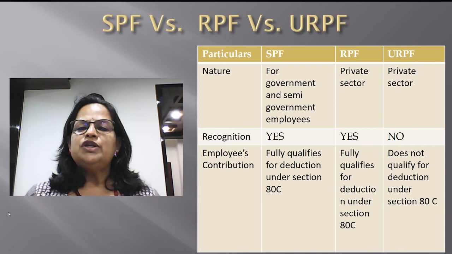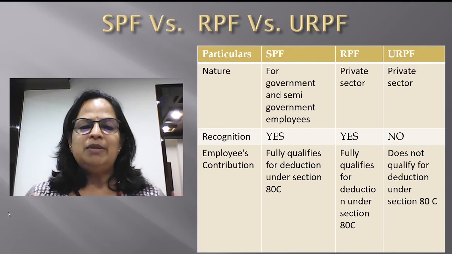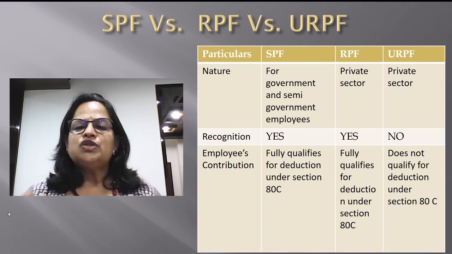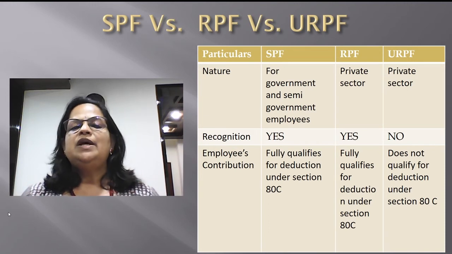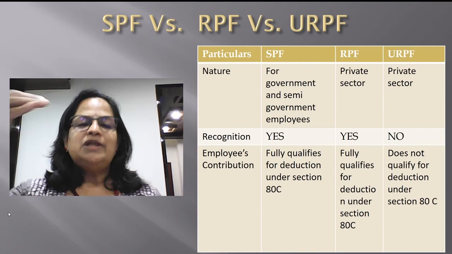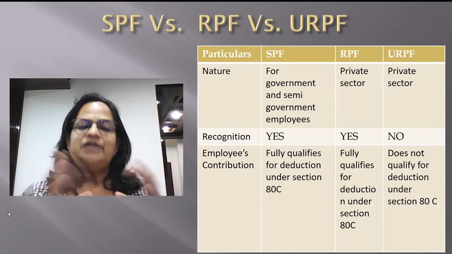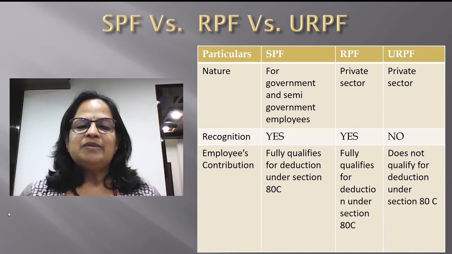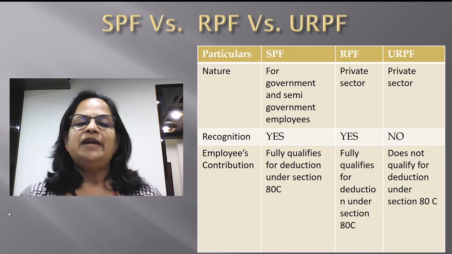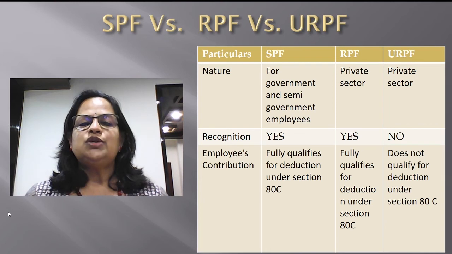Next point is employee's contribution. See, I told you employee will be contributing a certain amount, employer will be contributing a certain amount. So employee's contribution fully qualifies for deduction under section 80C. Now what is 80C? You have to learn deductions from gross total income. You know what gross total income is: taking the total of 5 heads of income. The 5 heads of income are income from salary, income from house property, income from business or profession, income from capital gain, and income from other sources. When you add all that, you will get the gross total income.